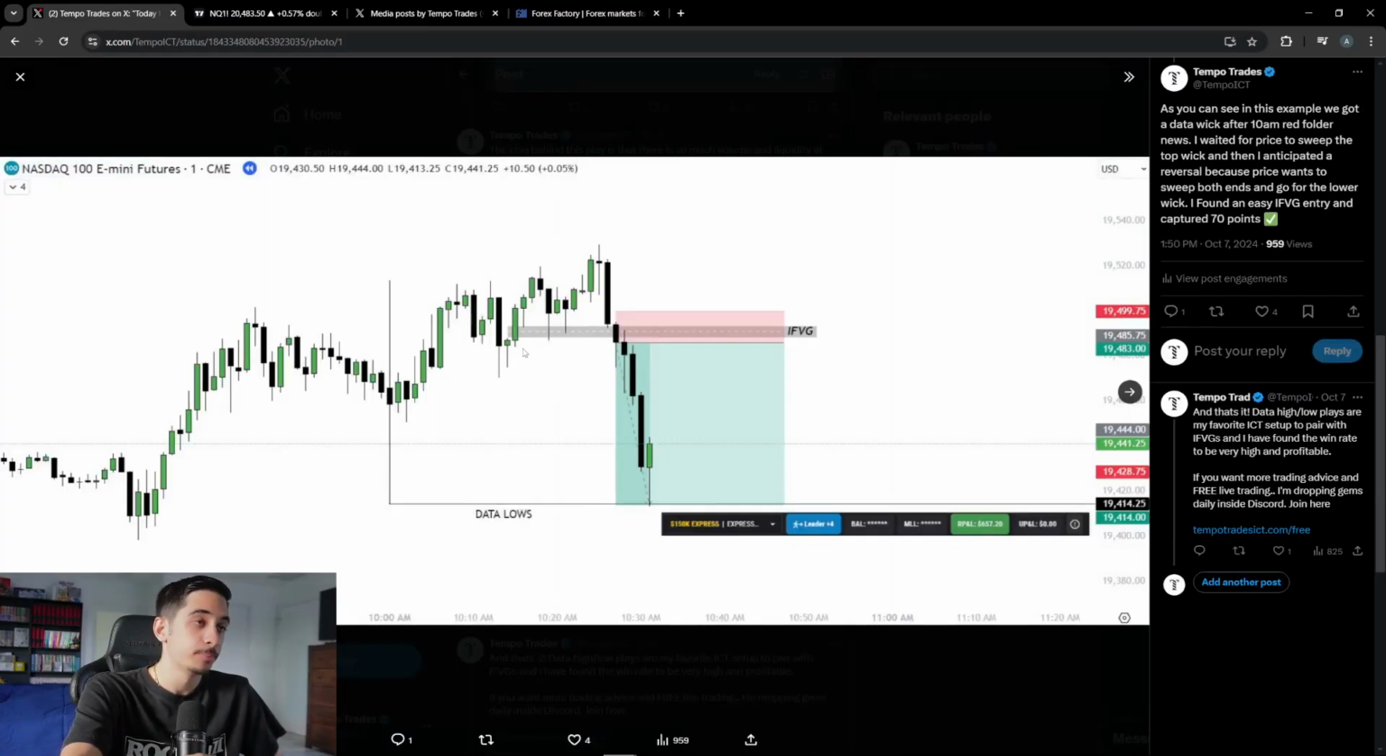Here's an example. So at 10 a.m., we had red folder news. We created an abnormal wick. It doesn't look anything like the other candles. This is purely manipulated by news. You wait for one end of the wick to sweep. Once we take that out, you see price instantly starts selling. We inverse a gap, and then you enter short, targeting the other end. That is how I use data lows.